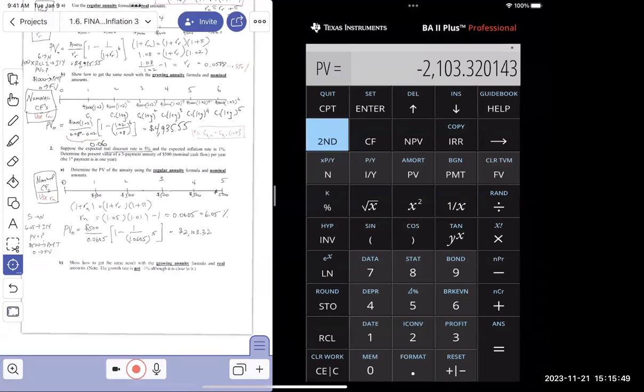So we're looking at the pattern, and the pattern is telling us which formula to use. If we have real amounts, we have to use the real interest rate or discount rate. If we have nominal amounts, we use the nominal rate, but it's the pattern that dictates which formula we use. It's a good question. Thank you.